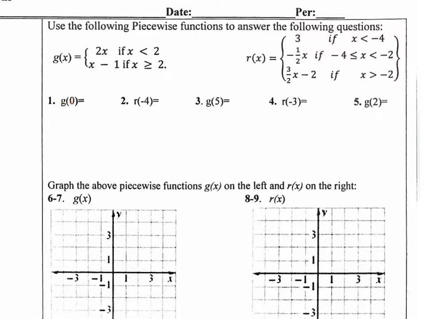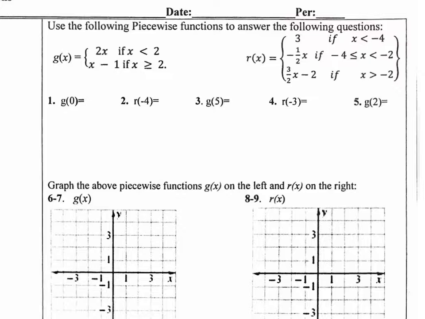So g of 0, saying that we're going to use the g function, and the 0, this is just the function notation saying that you're going to place 0 where x is at, but obviously not here. This is just the name of it. You're going to plug in 0 for x either on this top piece or this bottom piece. And in order for you to determine which piece you're using, you have to think about, is 0 less than 2 or is 0 greater than or equal to 2? Well, obviously 0 is less than 2, so you're going to be using this one, okay?